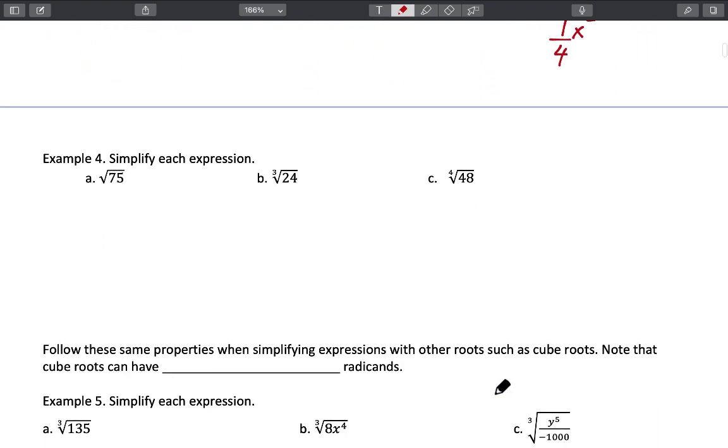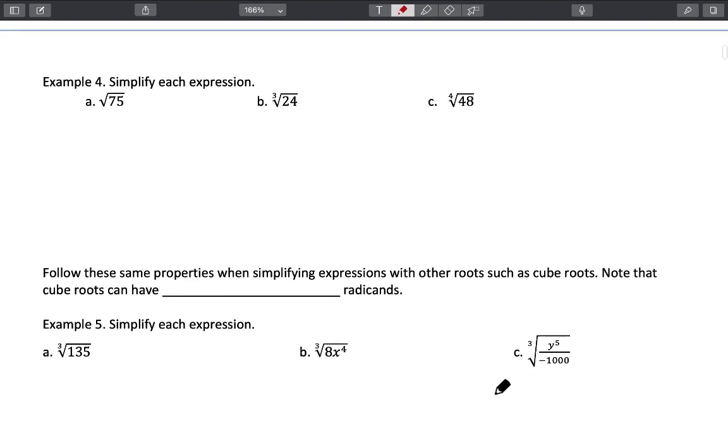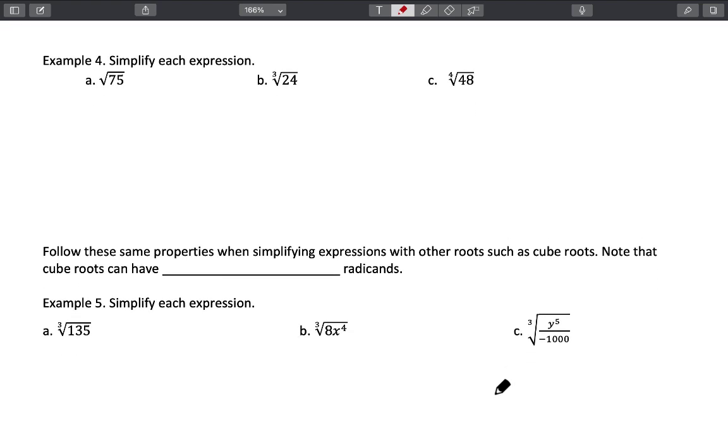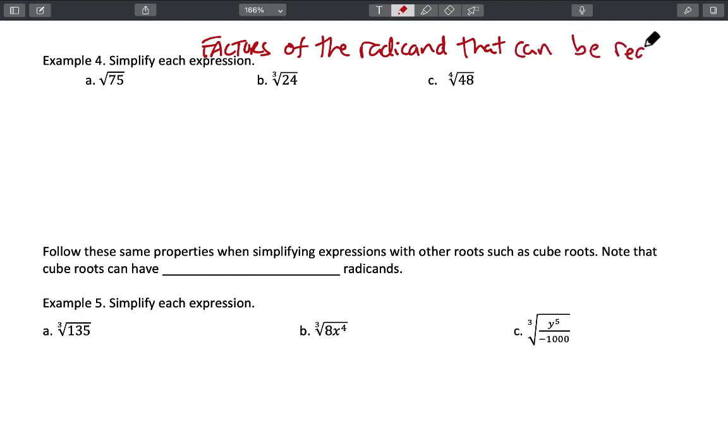All right, turning the page over now. We have some other types of radicals here that we want to learn to simplify. So this was kind of like our first example on the front page where we had the square root of 45. Well, the square root of 75 is not a perfect square. However, you want to think of factors of the radicand. Remember, that's the number that's underneath that radical. Factors of the radicand that can be simplified, that can be reduced.